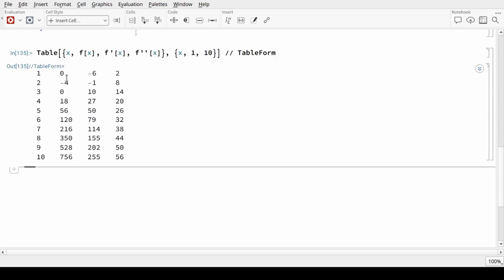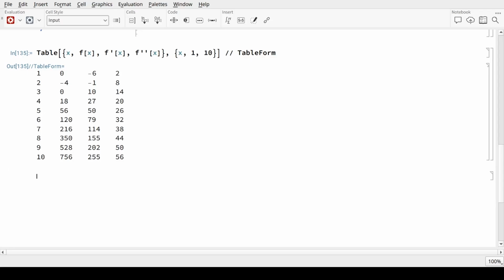For 1, if we just put 1 into f of x, we get 0. If we put 1 into the first derivative, we get minus 6 right here. And the second derivative yields 2 as a result of us putting 1 into it. These are inputs, and every single row gets calculated just like that. Quite handy.